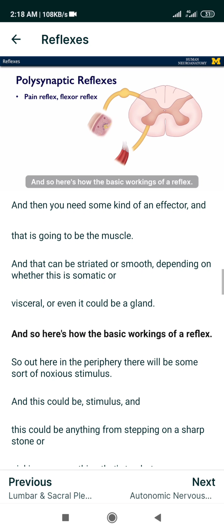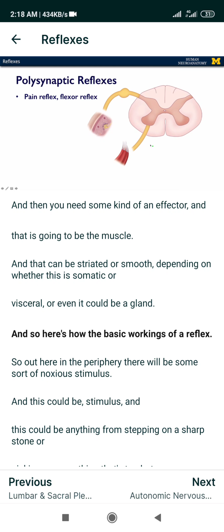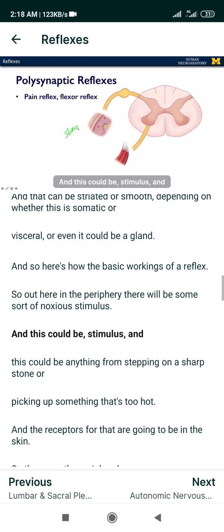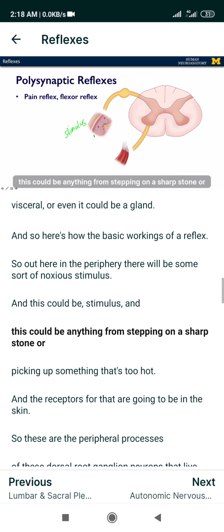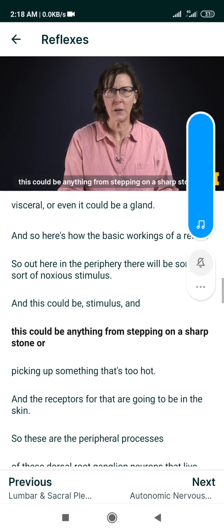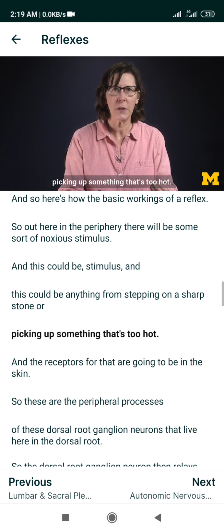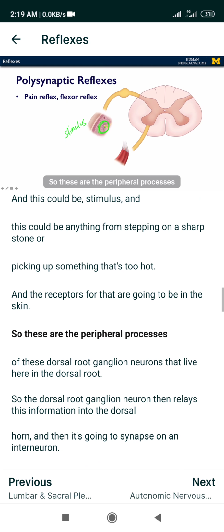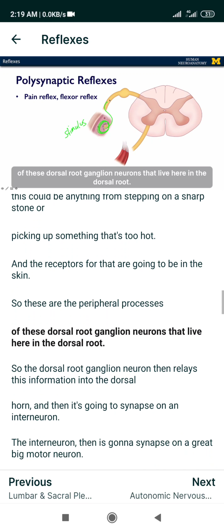And so here's the basic workings of a reflex. Out here in the periphery, there will be some sort of noxious stimulus. This could be anything from stepping on a sharp stone or picking up something that's too hot. And the receptors for that are going to be in the skin. So these are the peripheral processes of these dorsal root ganglion neurons that live here in the dorsal root.